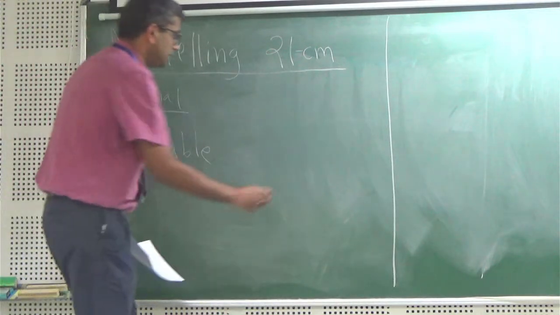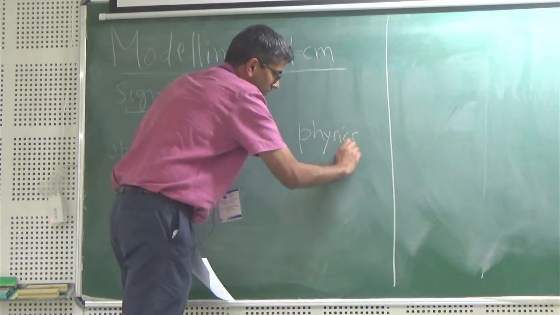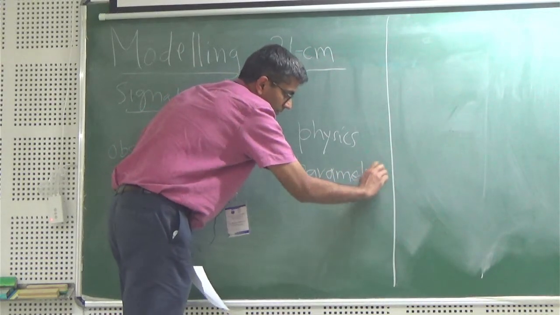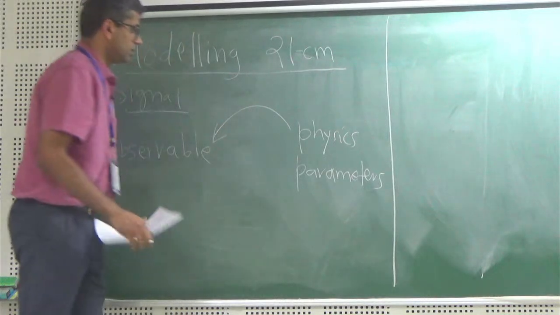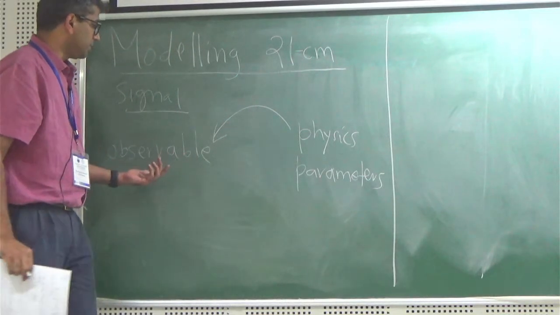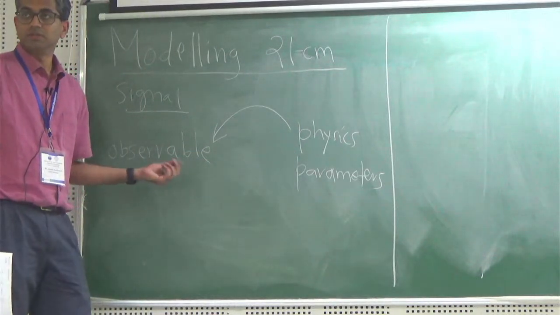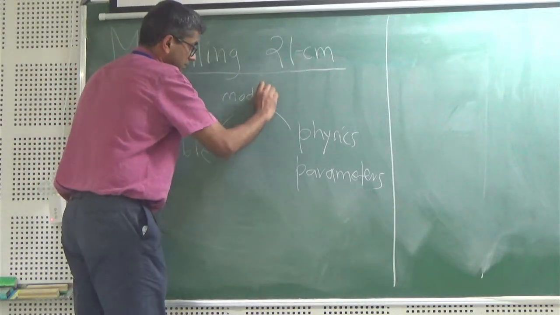Observables, right? And then what we want to do is typically identify some physics parameters. And then we want to develop a mapping between the physics parameters and the values that the observables take. And this is what we mean by modeling.